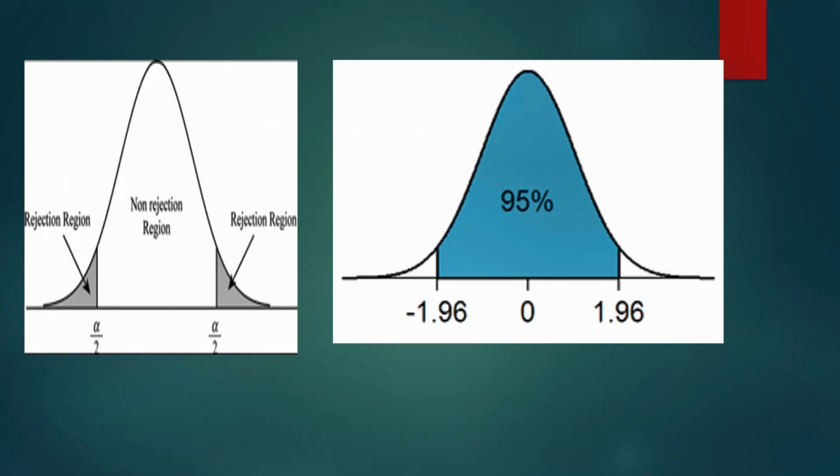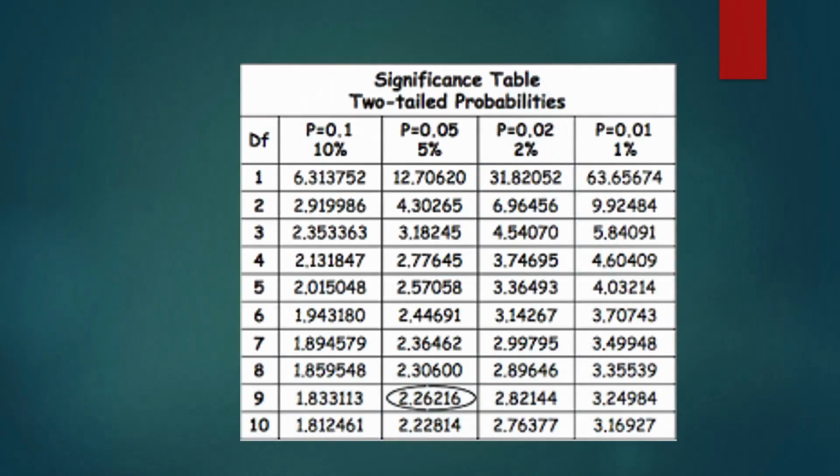In the second, you can see that if you are taking a 5% level of significance, that is 95% confidence. On this basis we have to take the table value. I'll show you the table. This is a significance table for the two-tailed t-test. The first column is the degrees of freedom. Usually we take n-1, if there is only one group of samples.